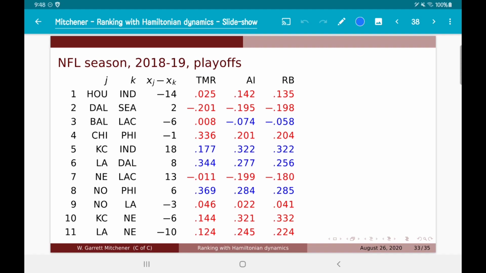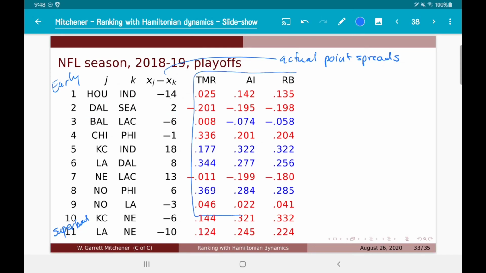So these are the playoff games, and these are the early ones, and then down here is the Super Bowl. And this column is the actual point spreads. So for example, this means that Houston and Indianapolis played, and Indianapolis won by 14 points. This one means that Dallas and Seattle played, and Dallas won by 2 points.